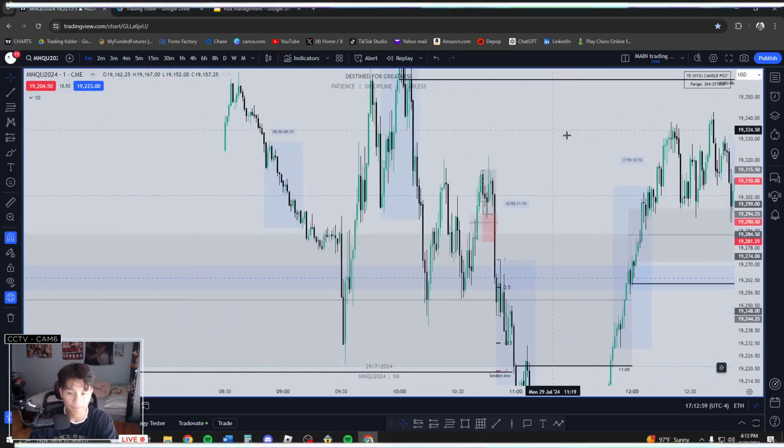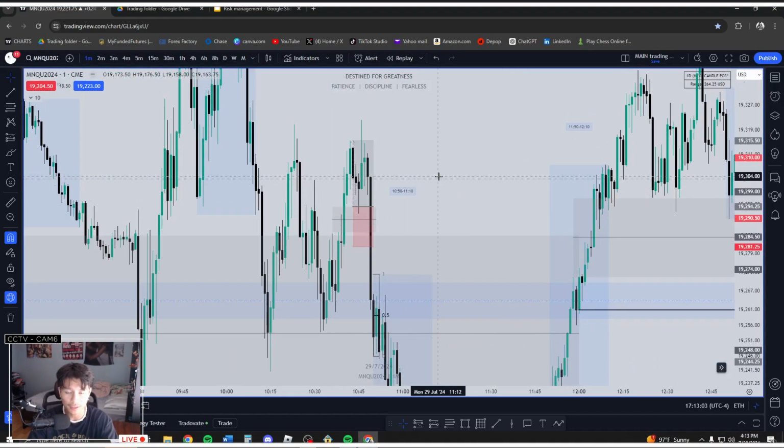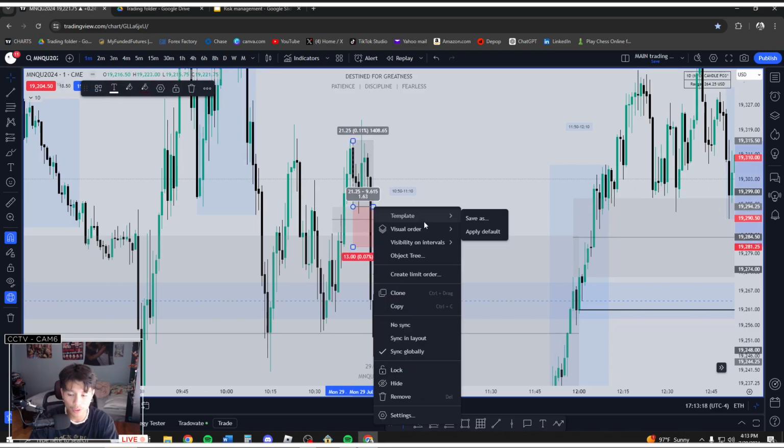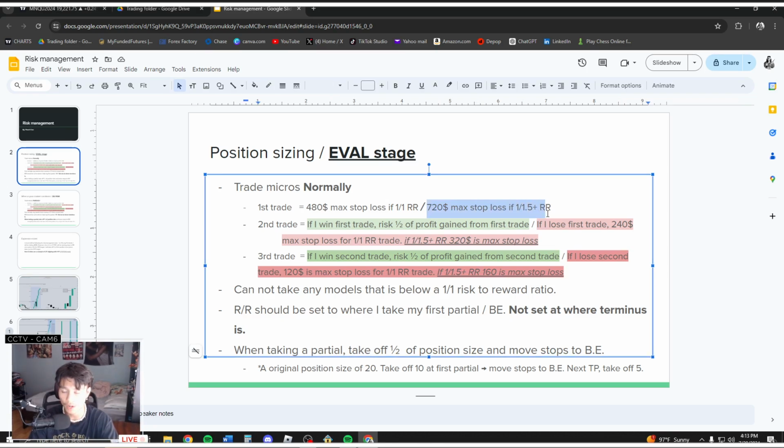What I would have done here is, since this is a 1 to 1.63 risk to reward, I'm risking $1 to make $1.63. So it's above a 1 to 1.5. Here I would have been risking 720 if you guys pay attention to my position sizing. So it's above 1.5 risk to reward, right? I'll be risking 720.